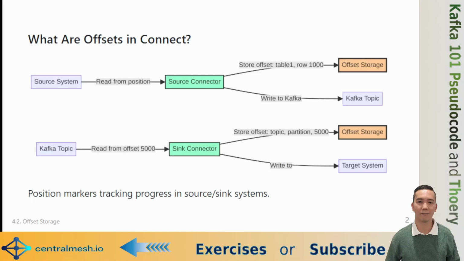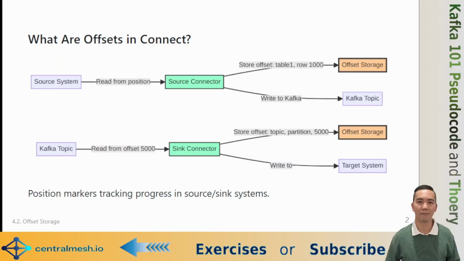This allows the connector to remember exactly where it stopped. For example, if the connector is reading from a database, the offset might be the last transaction ID, row ID, or timestamp that has already been processed. If it's reading from a file, the offset could simply be the byte position or line number within that file.